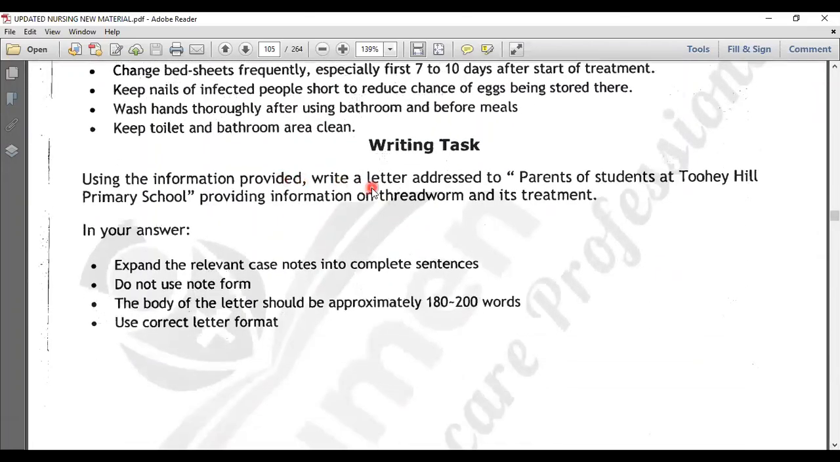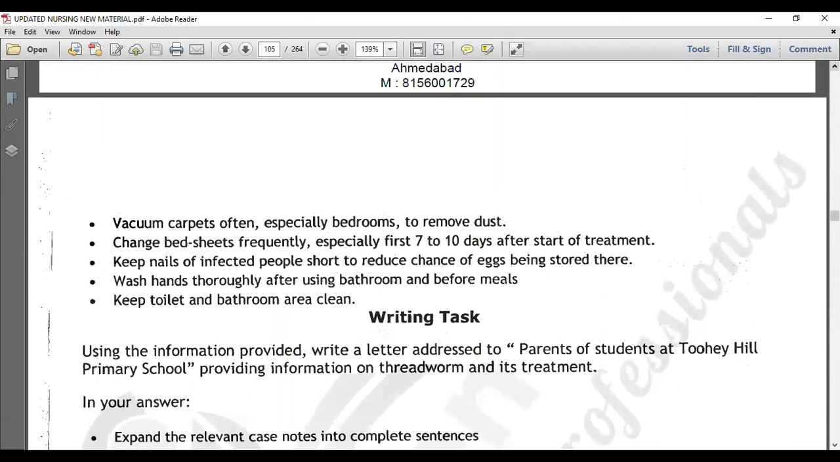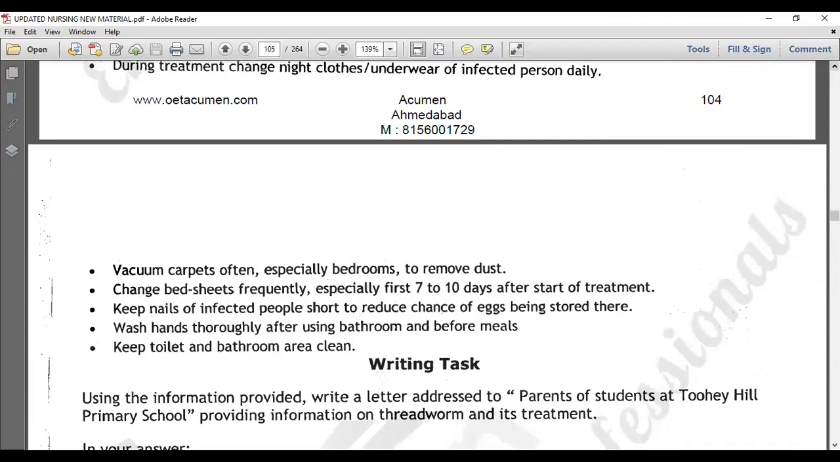And then it says, using the information provided, write a letter addressed to parents of students at Toohey Hill Primary School, providing information on threadworm and its treatment. Now, similarly, it can be for head lice, it can be for osteoporosis, it can be for flu vaccination, it can be for treatment of burns.